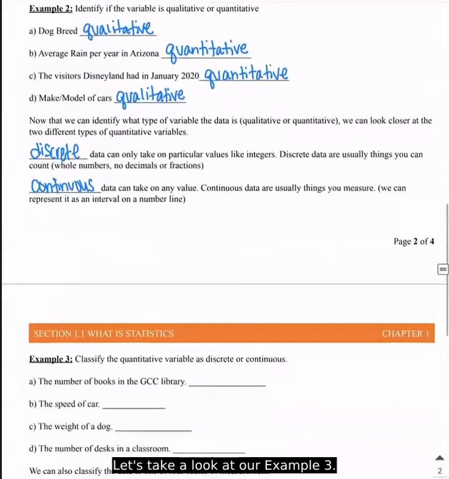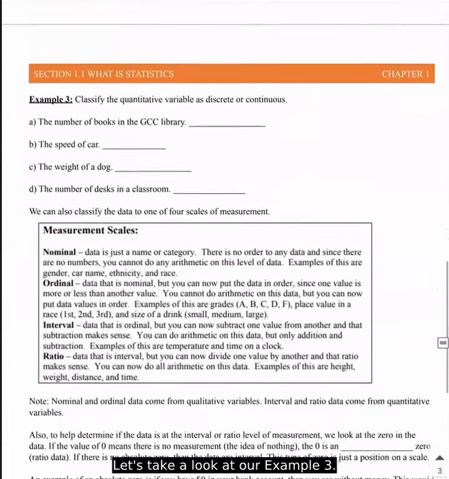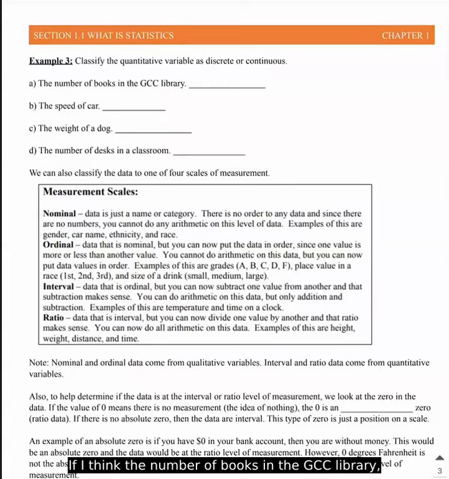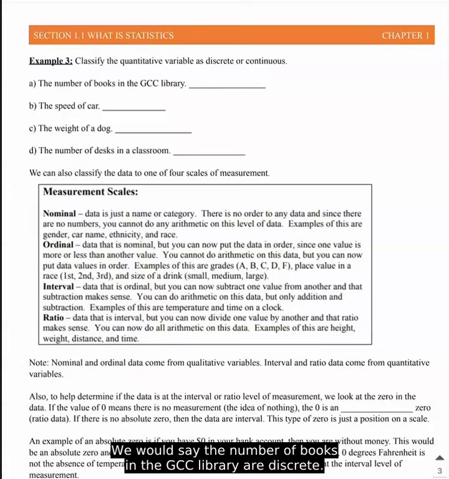It could also be whole numbers. So let's take a look at our example 3. We want to classify the quantitative variable as discrete or continuous. So if I think of the number of books in the GCC library, it could be a whole number, but there are really no decimals. You wouldn't have 1.5 of a book. So it should just be whole numbers.